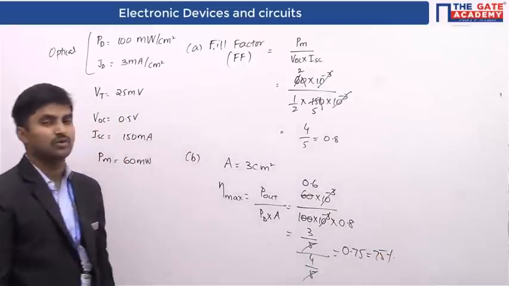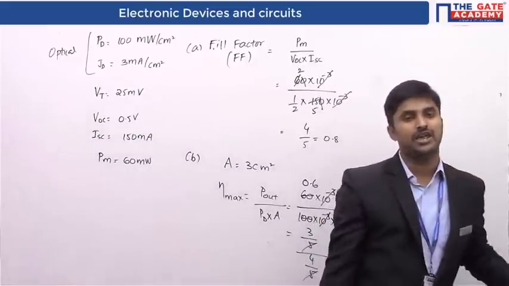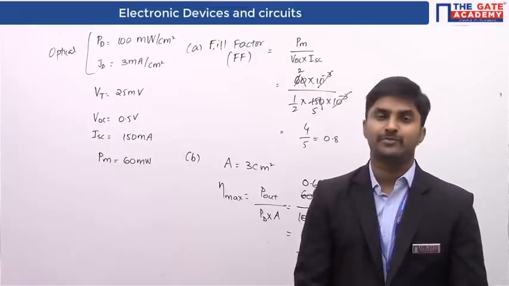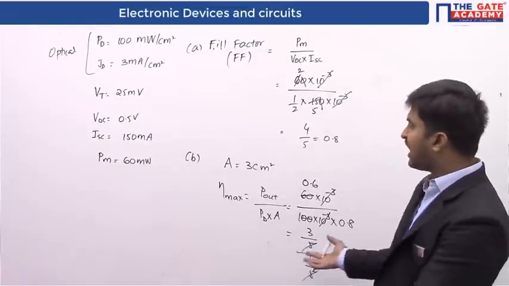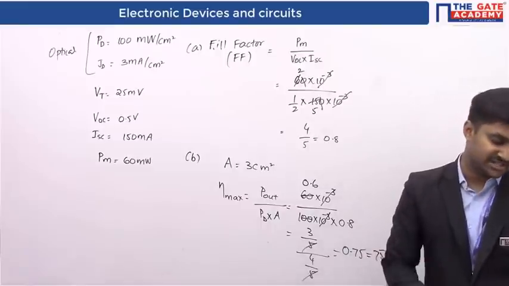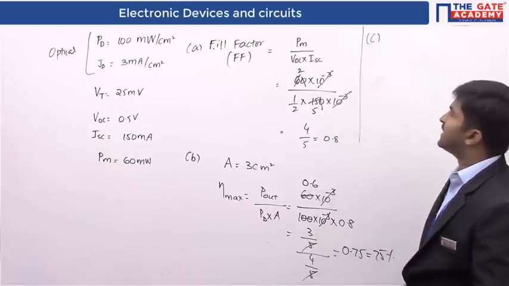The efficiency of the solar cell is going to be 75%, which is a very, very high value. Generally, the efficiency that we have is very less, around 25% maximum. So this is a very high value, but it is a question, that is fine. But actually, the practical efficiency is slightly lesser. So let us do part C.